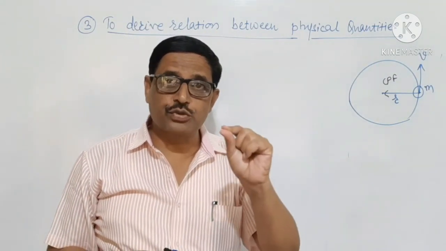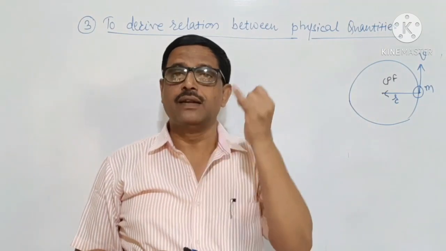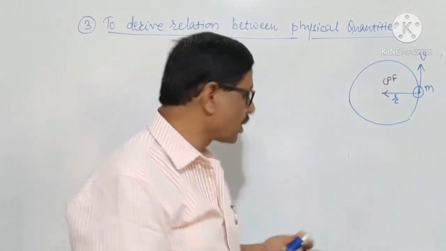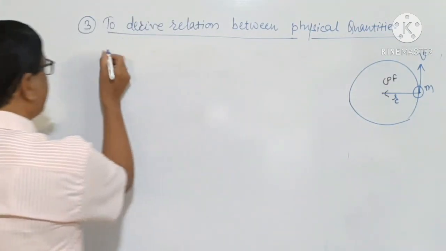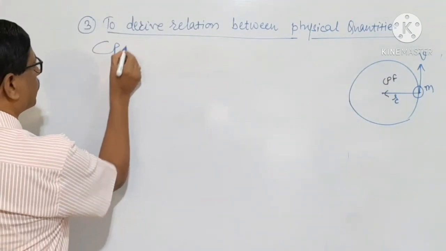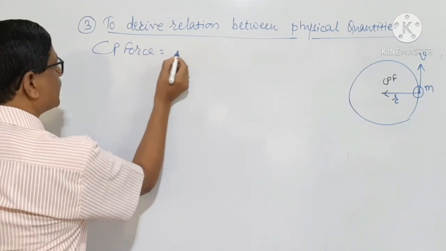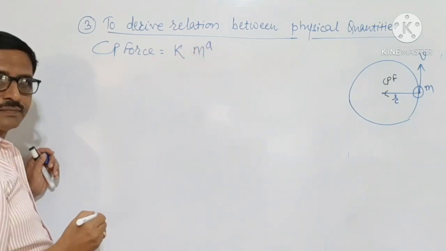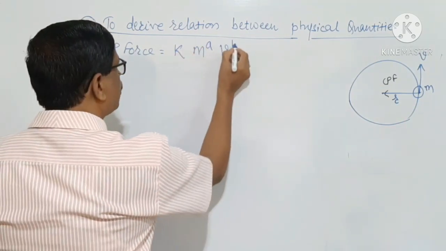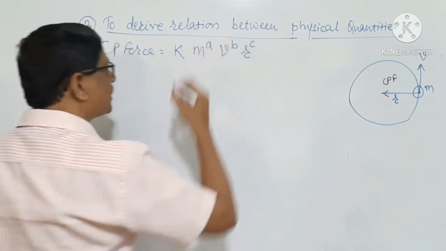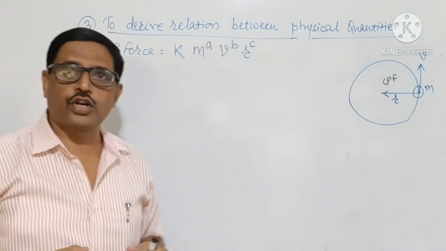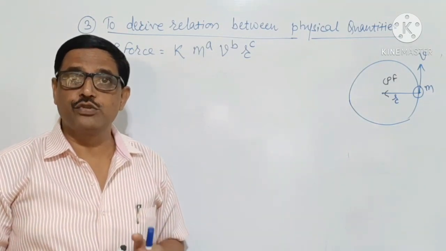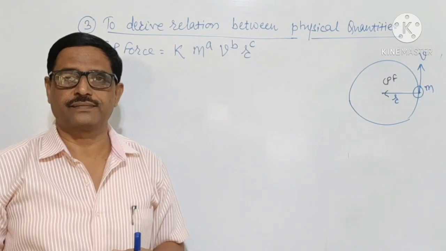Now, our task is to determine the relation between mass, velocity, radius and the force. Therefore, simply I will write the centripetal force is equal to some constant k, mass raised to a, velocity raised to b, and radius raised to c. In order to derive the relation, I have to find the values of a, b and c using dimensional analysis.